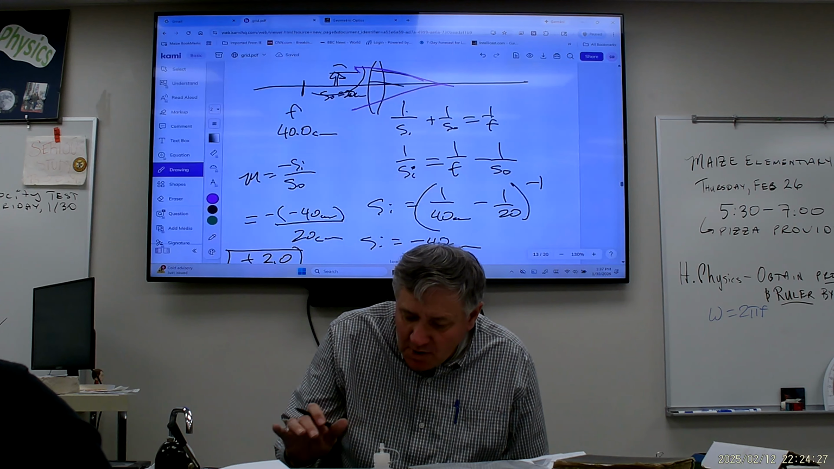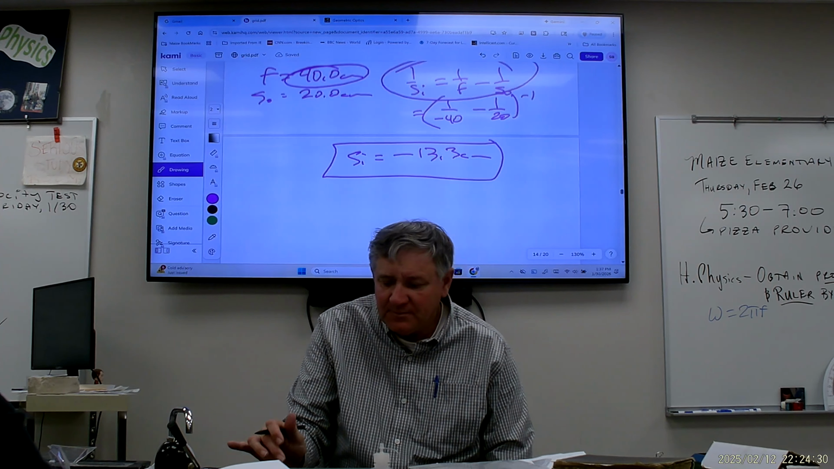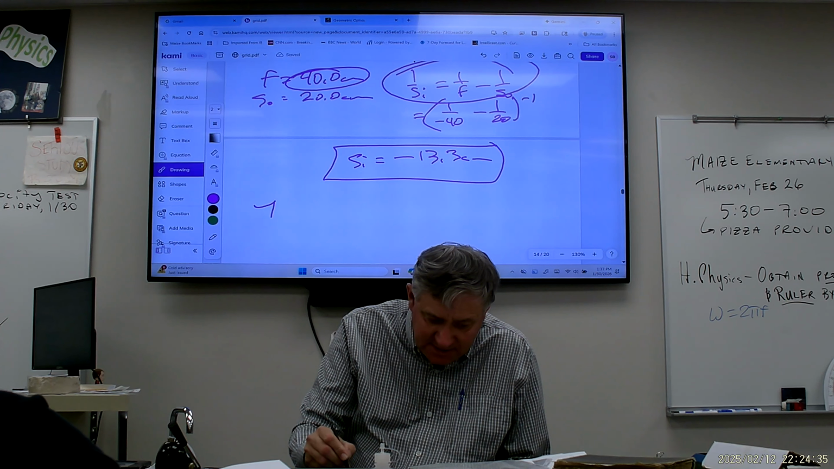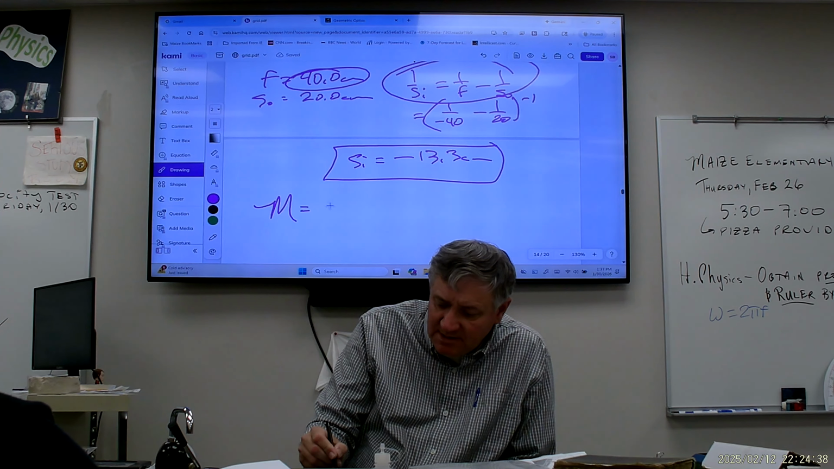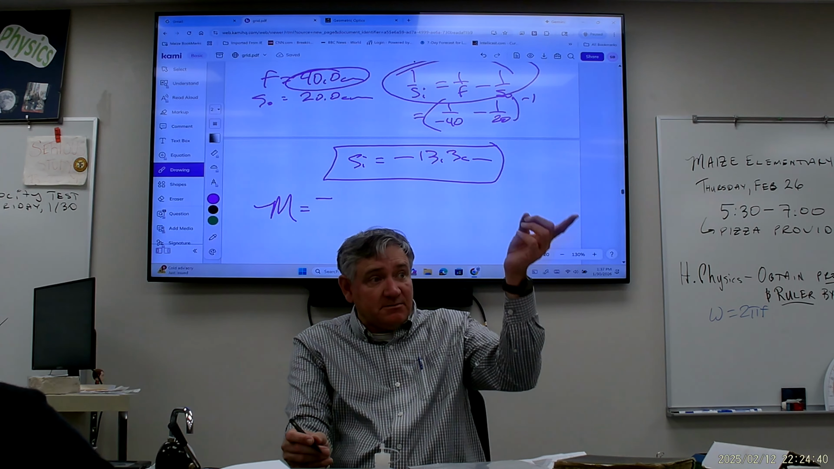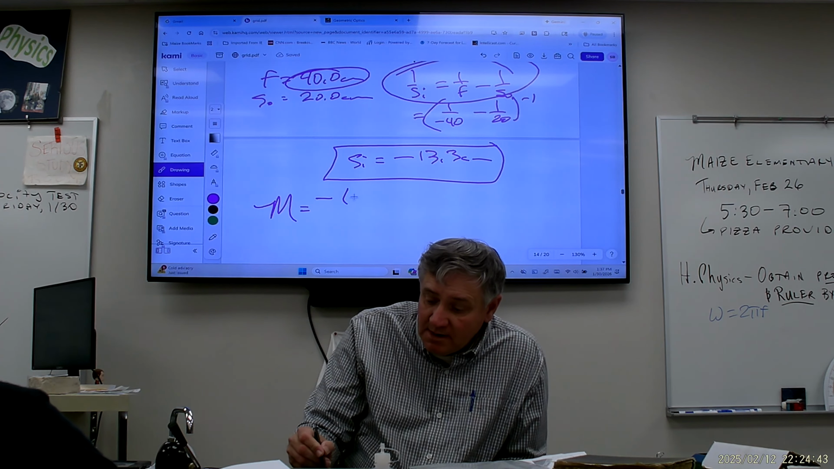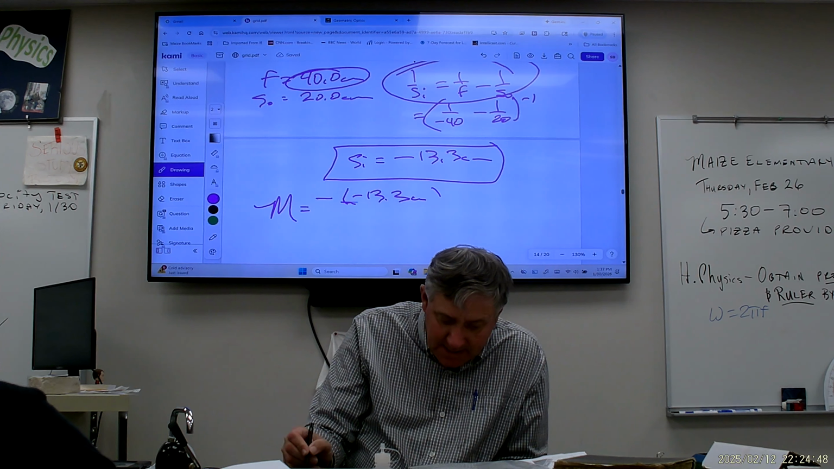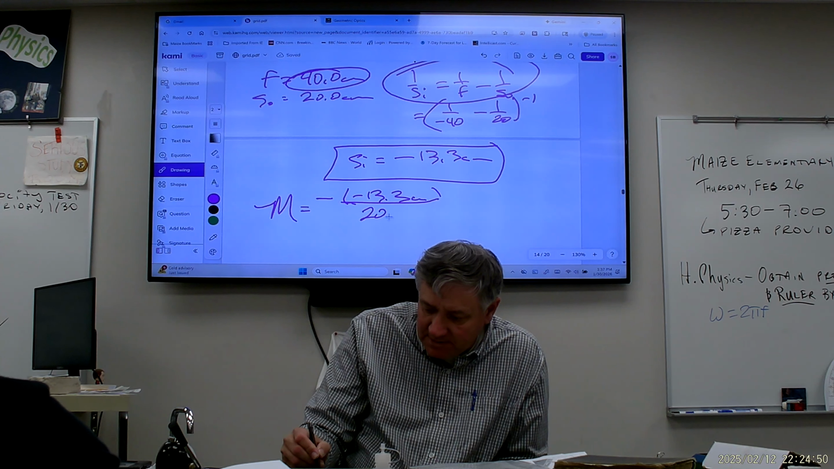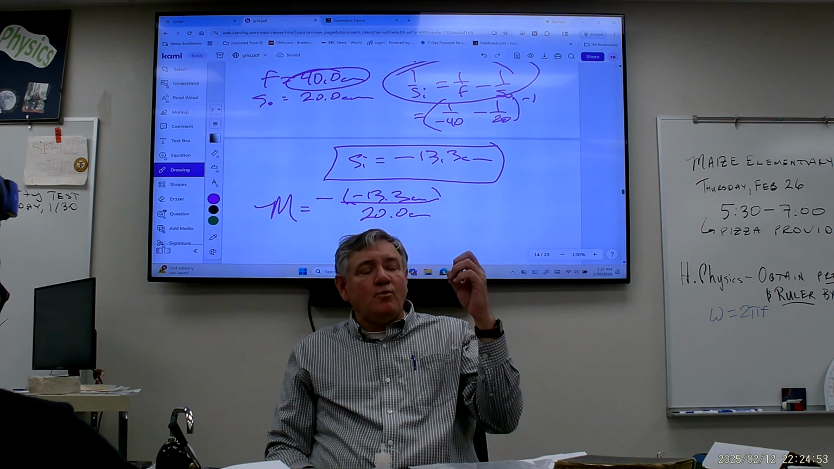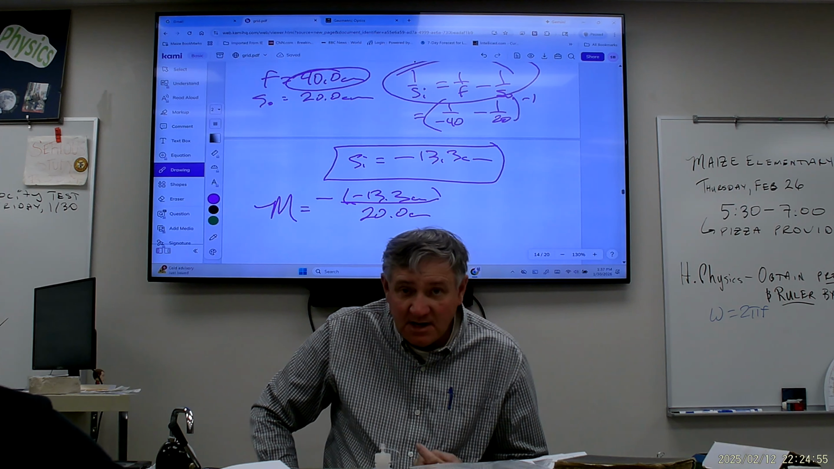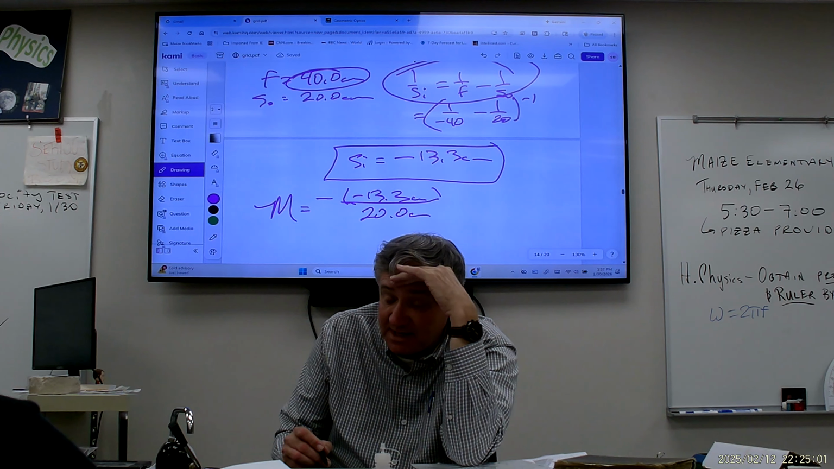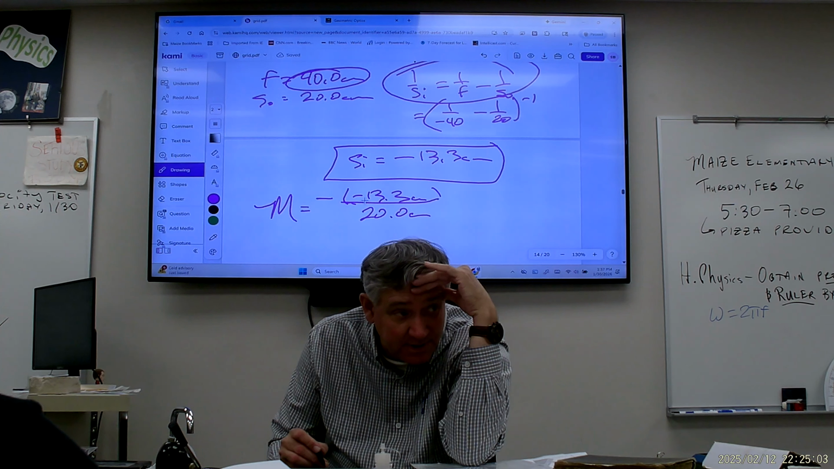Okay, so now you go back to the math of this one. So I've got an SI of negative 13.3. So if you look at your magnification, your magnification is going to be negative SI over SO. So I'm going to have a negative of negative 13.3 divided by 20 centimeters. So right away, what do you know about your magnification? Tiny. It's going to be a positive value and less than 1. Because I'm taking negative of the negative 13.3 and dividing that by 20.